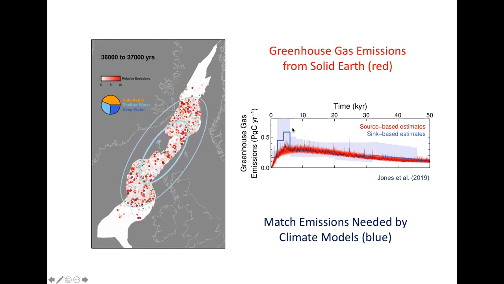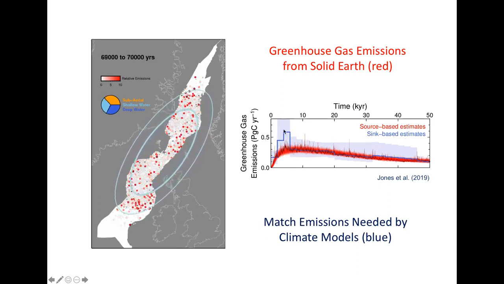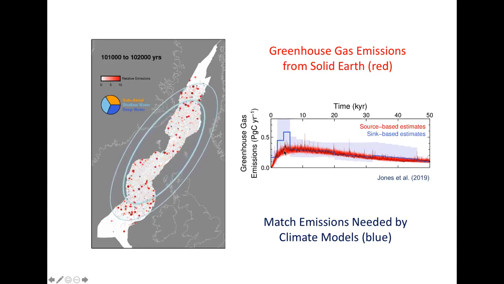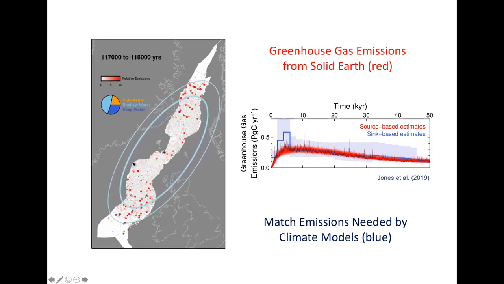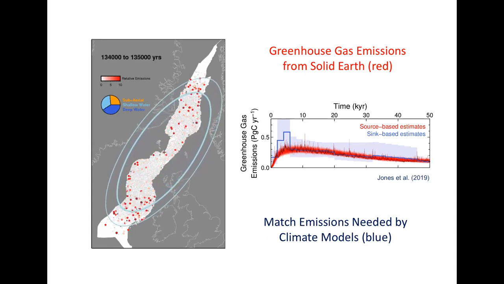So the blue line here is a core-based reconstruction. I called it a sink-based estimate there. That's a sedimentary core-based reconstruction on the basis of a kind of global carbon cycle model of the greenhouse gas emissions. And the red is my completely separate, or our completely separate, reconstruction of what the North Atlantic igneous province could have emitted.